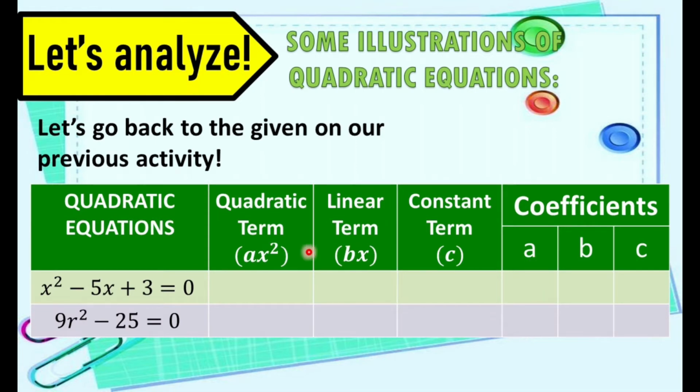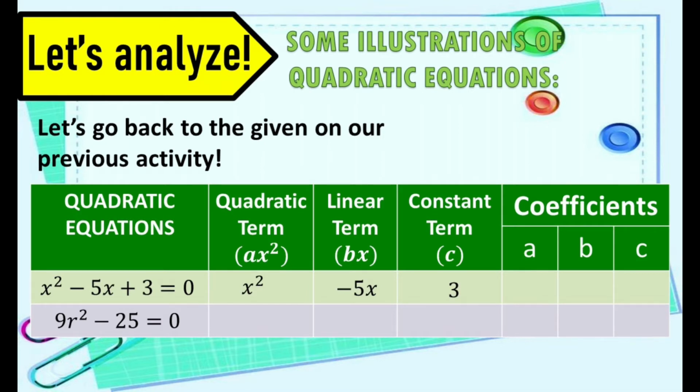A will be coming from the quadratic term, b will be coming from the linear term, and c will be from the constant term. So let's try to get each of the terms in our first given, x squared minus 5x plus 3 is equal to 0. For the first equation, our quadratic term is x squared, since x squared has the highest degree, which is 2. Next, our linear term is negative 5x and our constant term is 3.